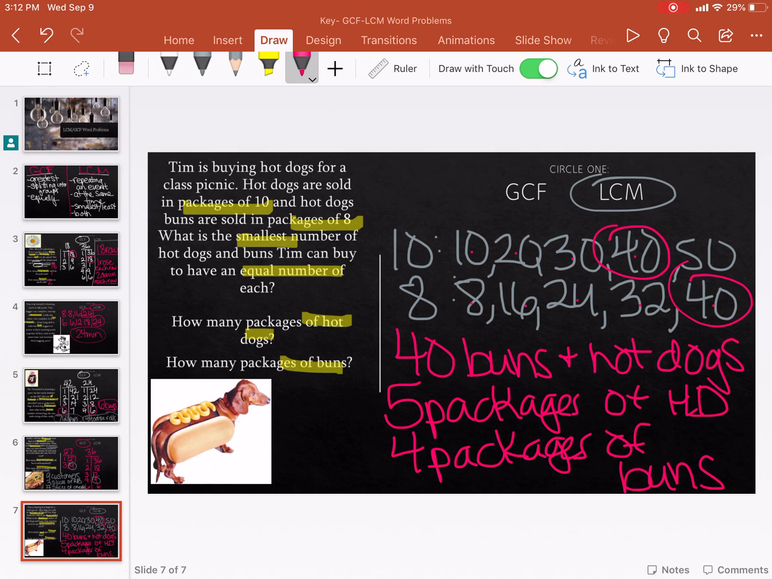Guys, does that make sense? So you need a total of 40 of each. Hot dogs come in packages of 10. 10 times what gets me 40? 4. Buns come in packages of 8, but you need 40. So you need 5 packages to get the total of 40.